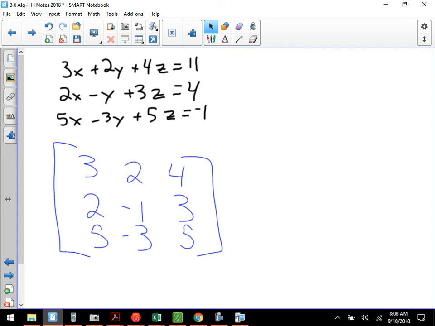Row your boat, remember, you go left and right. Otherwise, if you rowed a boat up and down, you'd be dead. This has to equal, if I multiply it by something, I'm going to do this first. By something, it has to equal 11, 4, negative 1.